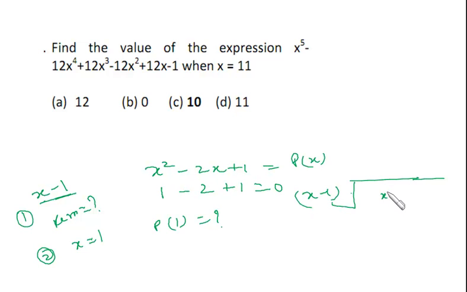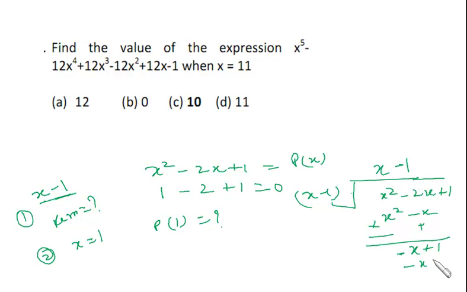So this is x square minus 2x plus 1. Here it is x square minus x, then minus x plus 1, so it is minus 1 and then minus x plus 1, so it is 0. So the remainder is 0. When you divide this expression by x minus 1, the remainder is 0, and when we put x is equal to 1, we still get the value 0.